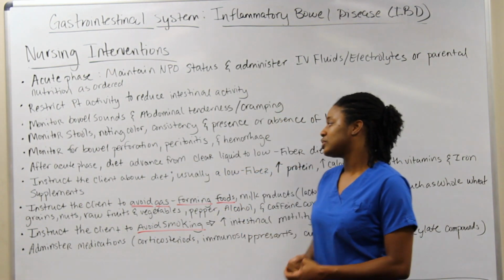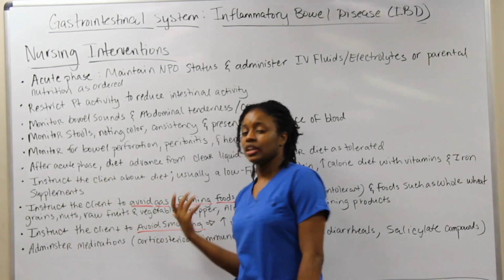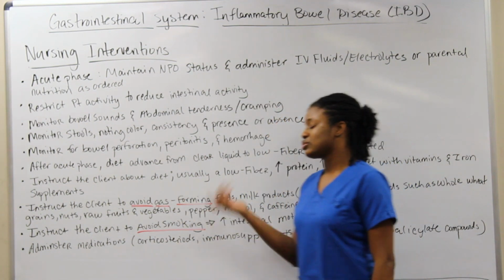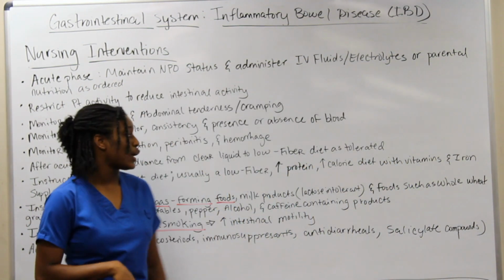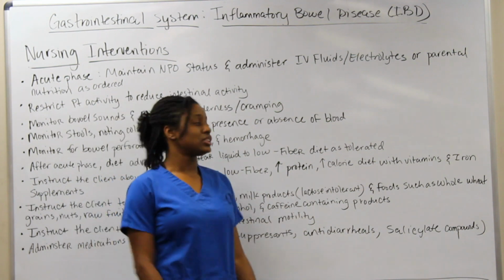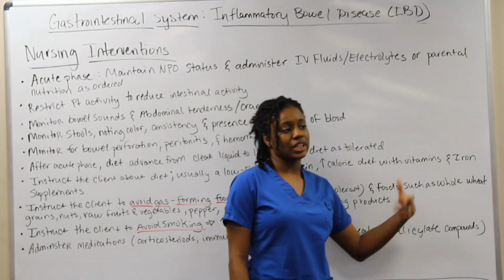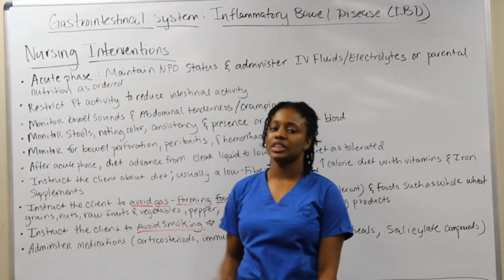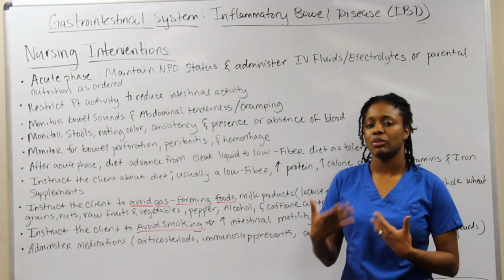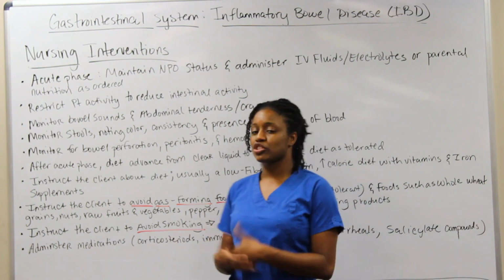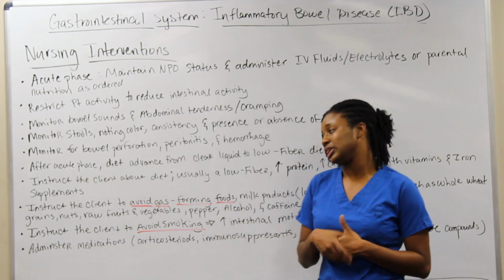All right, after that, then you want to instruct them about a diet. Let them know that they're usually going to be on a low fiber, high protein, high calorie diet with vitamins and iron supplements, okay? That is the biggest thing because remember, they have the malnutrition going on. So you want to make sure you're replacing it adequately.